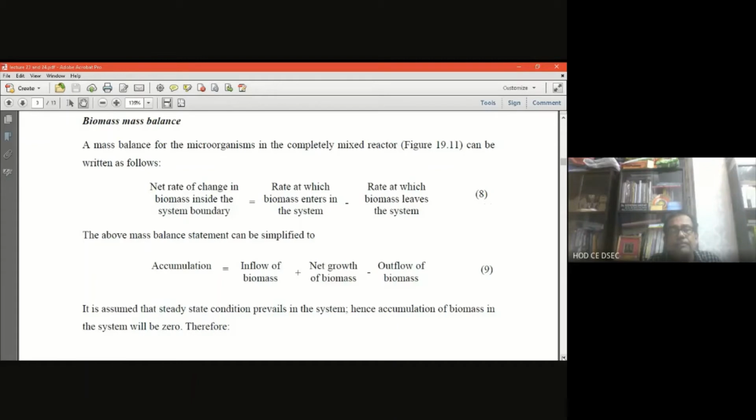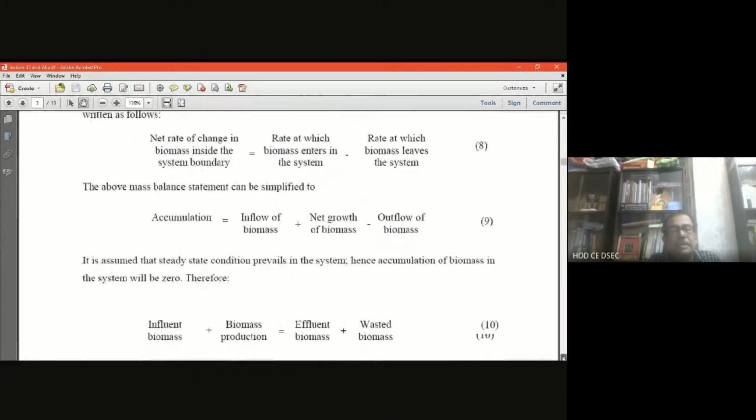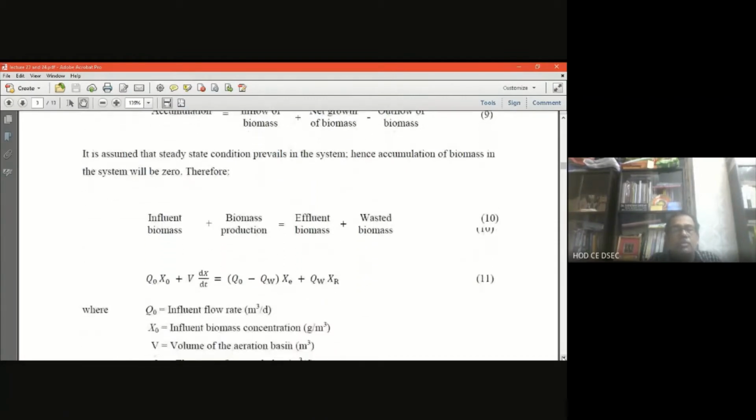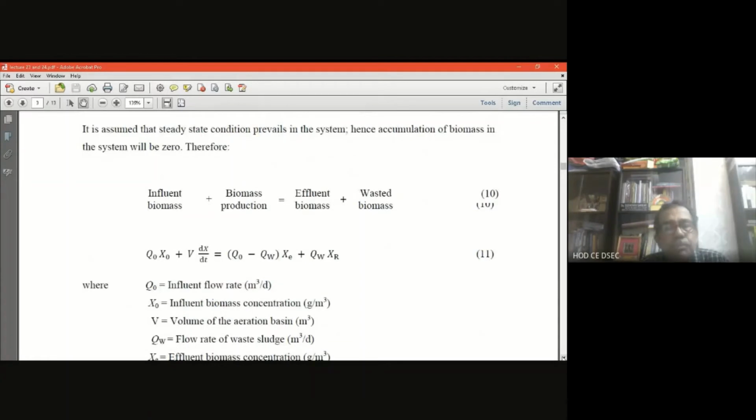Okay, fine. Now it is assumed that steady state condition prevails, so accumulation of biomass in the system will be 0. This can be written in another form: influent biomass plus biomass production equals effluent biomass plus wasted biomass, because what comes in, goes out. No accumulation is there. Influent biomass means the inflow, as I have indicated in the figure, Q0, the initial flow which comes from the primary tank to the aeration tank, and the initial biomass concentration is X0.